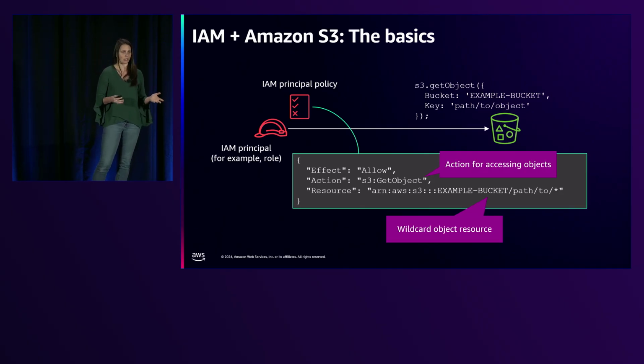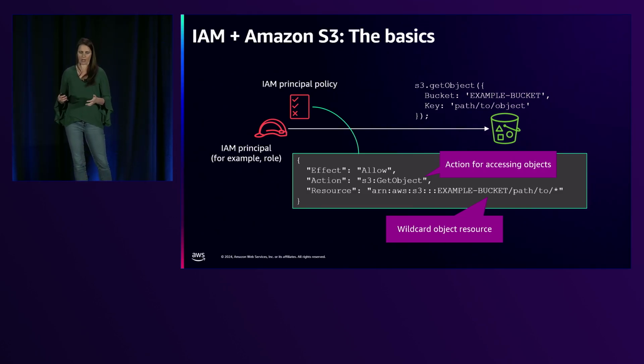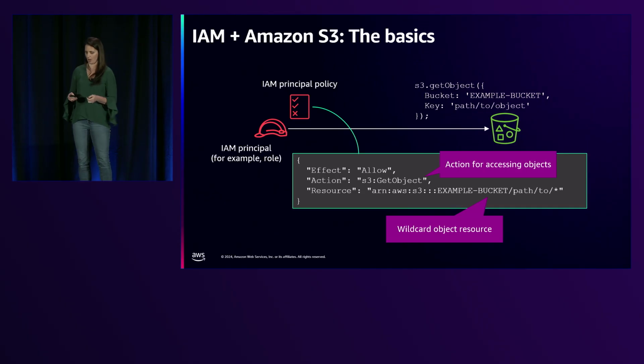And then the resource describes what objects I can get. So here I have a wildcard object resource, which means that I can get any object in the example bucket /path/to prefix, which includes this object that I wanted.